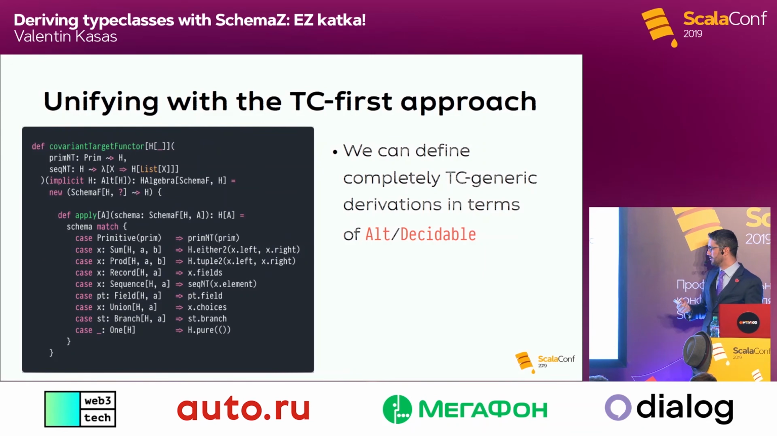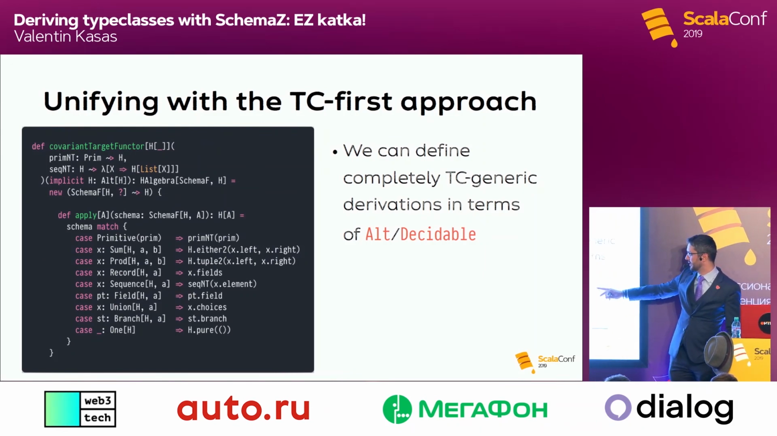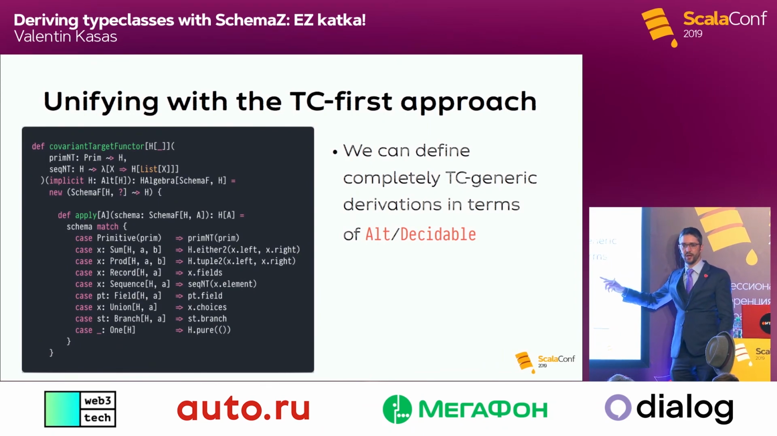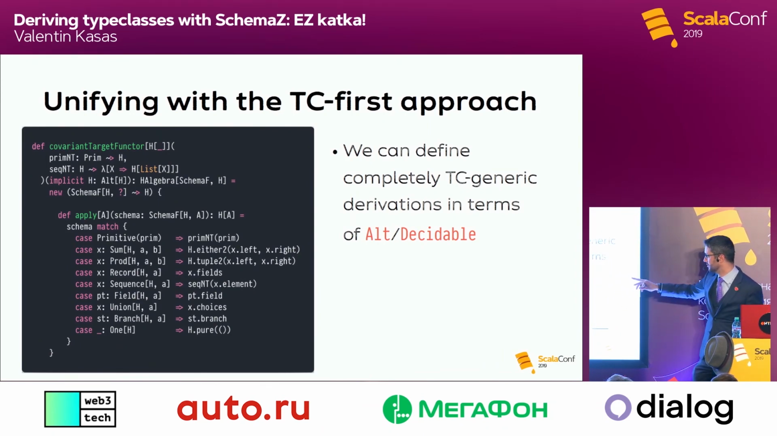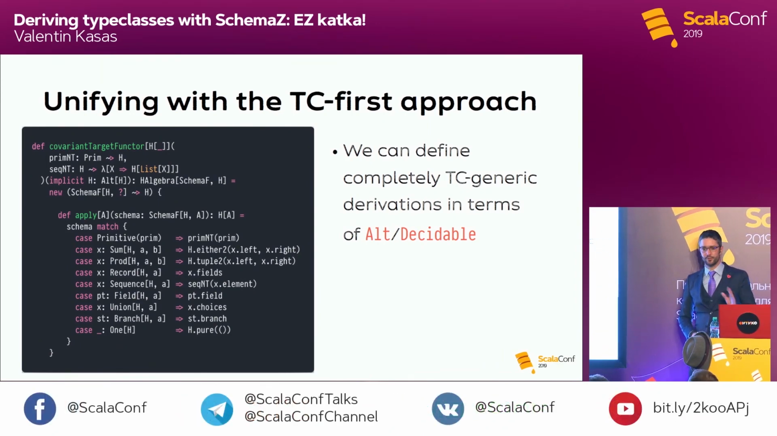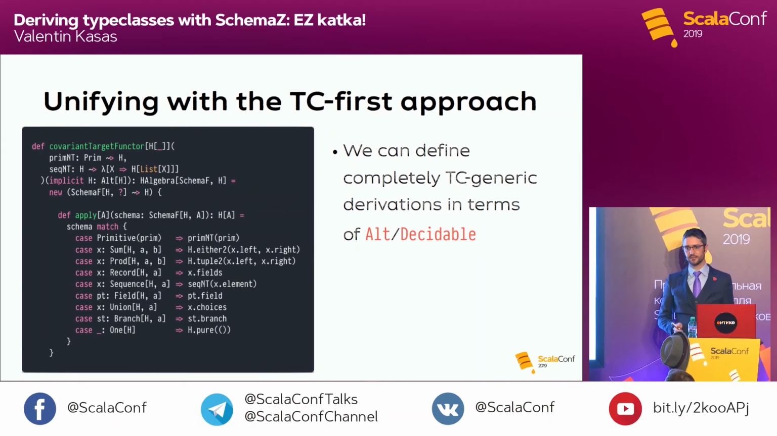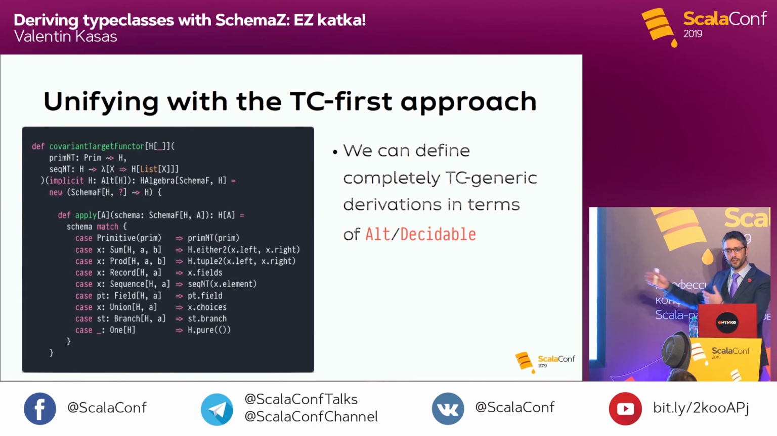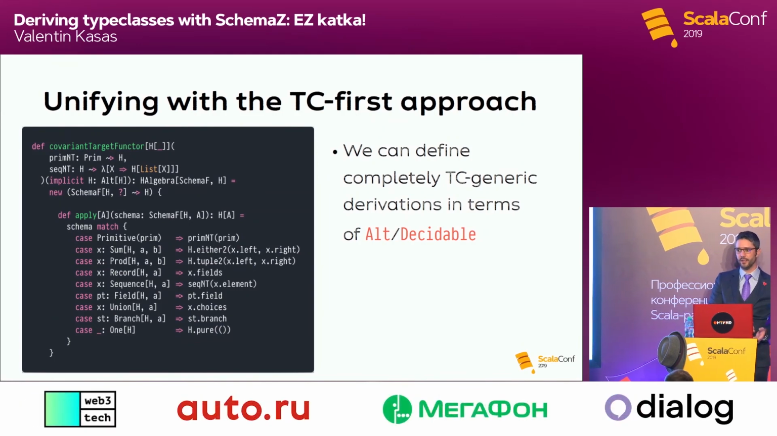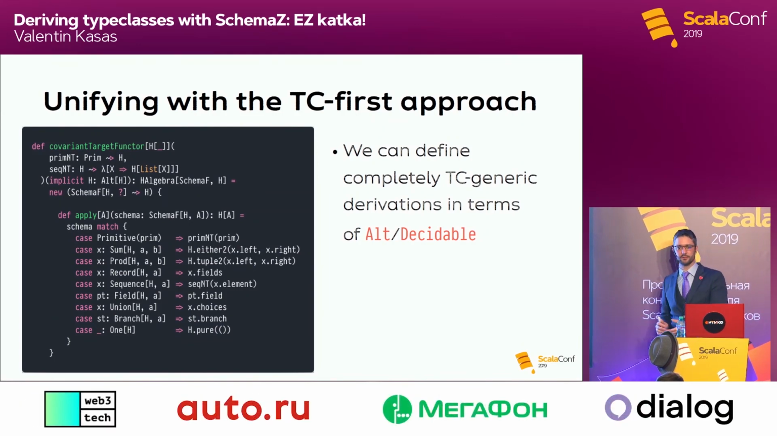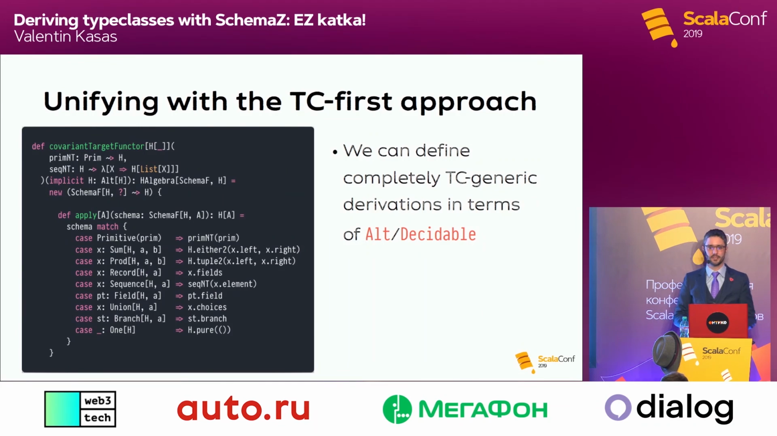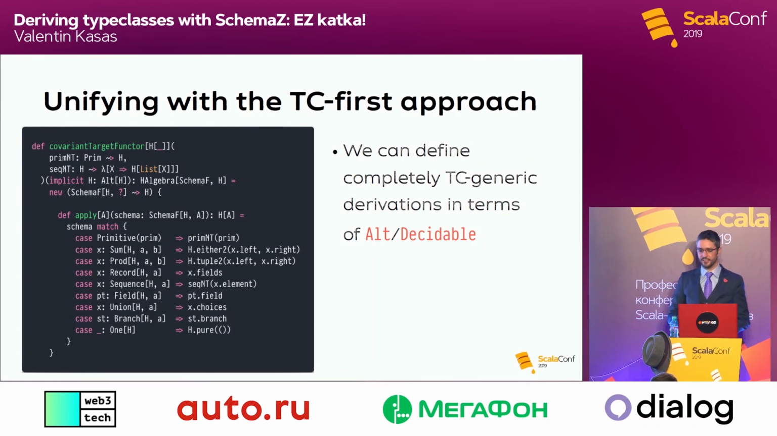And we use alt, the method in Alt, in the sum and the product case. So for sum, we use either2, and for product, we use tuple2. So if you get a lawful type class that has an Alt instance, as God intended, you will get your derivation for free. And if your type class is contravariant and you have a Decidable instance, you will get it for free. I didn't show it on the slide, but that's the same idea.